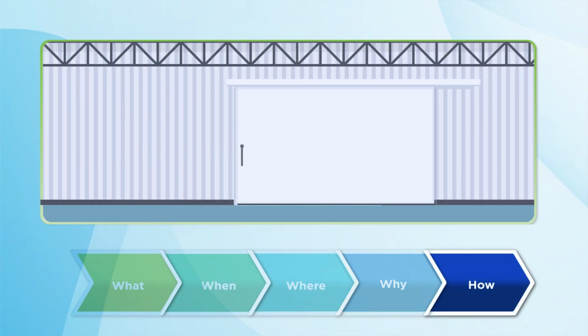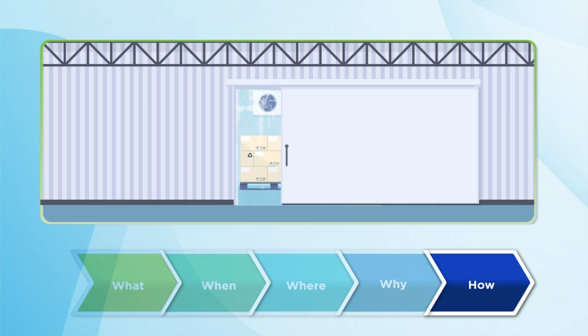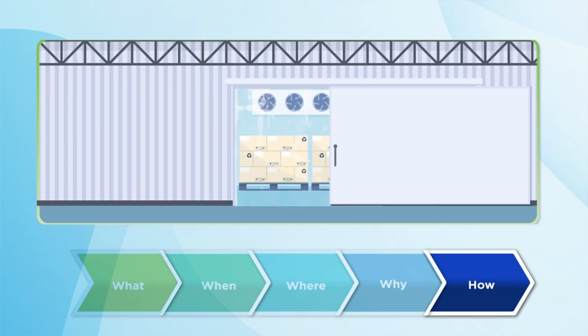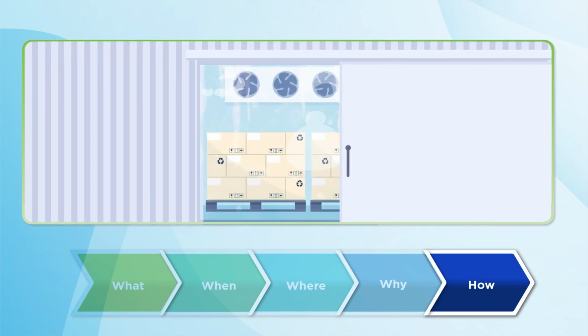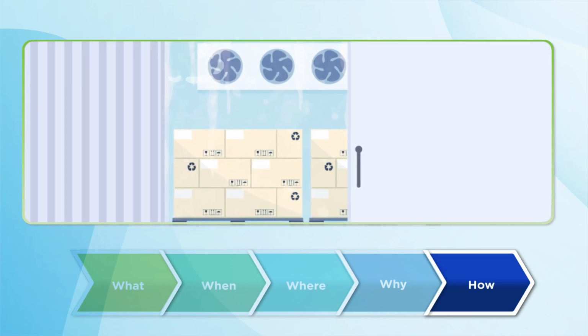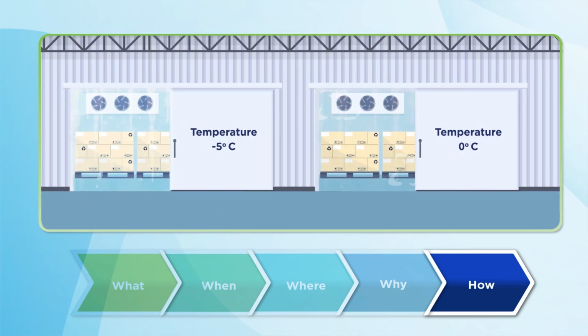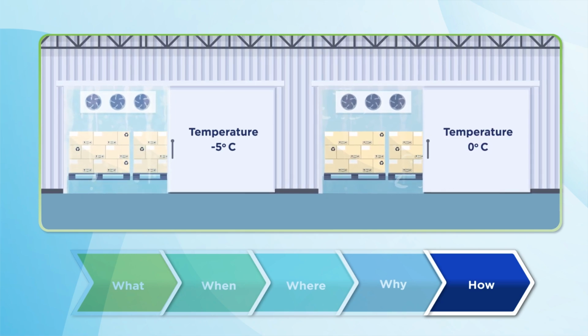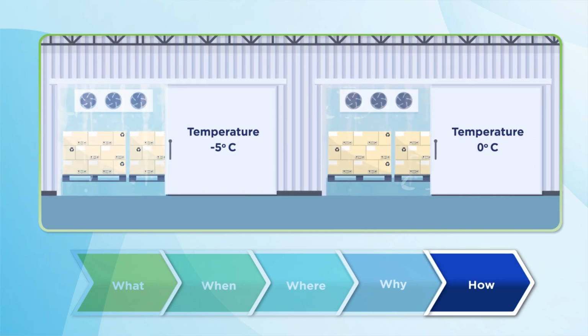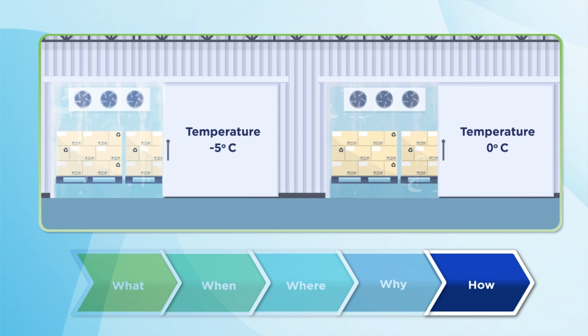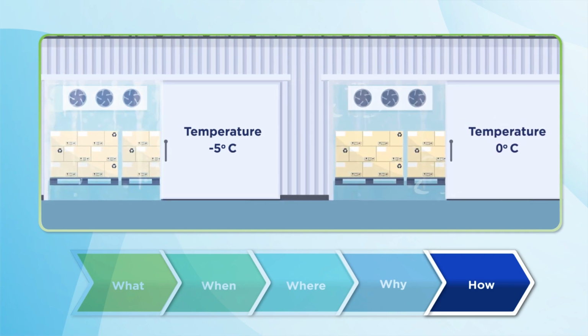The last dimension of the EPCIS event is the How dimension. This provides information on the condition of the objects during the event. For example, the surrounding temperatures during cold storage. Having this type of information in the How dimension is not required, but can be useful in certain processes.